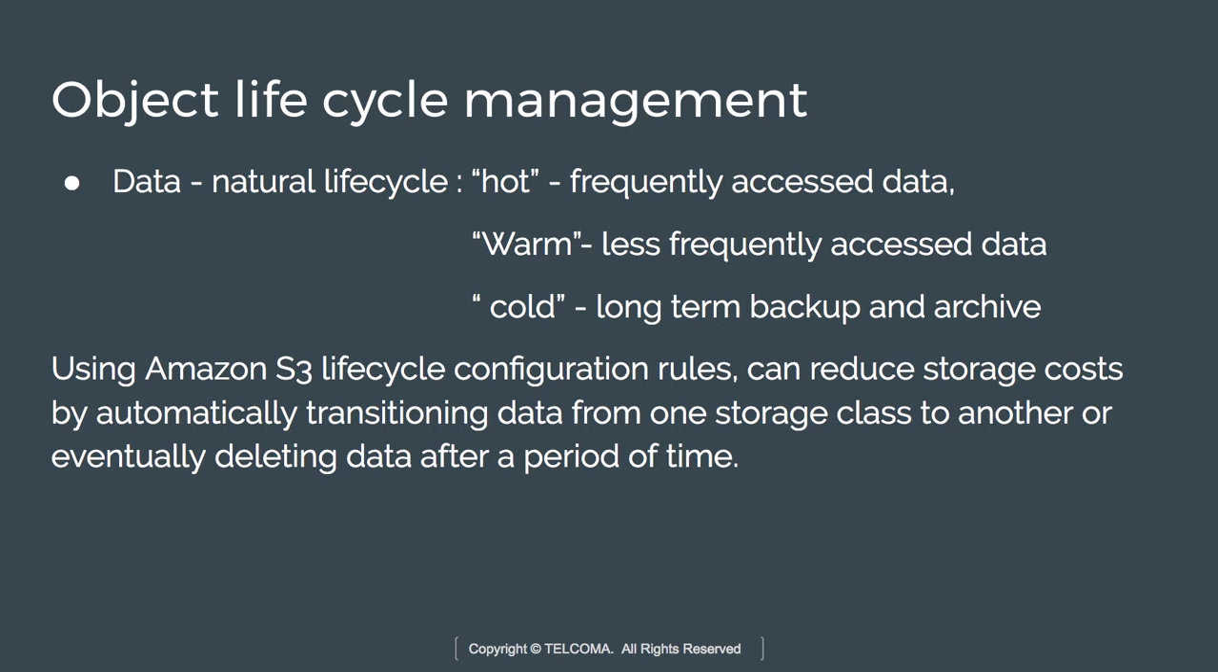Next we have object lifecycle management. Data has a natural life cycle, and we have categorized the data into three: hot, warm and cold. Hot is frequently accessed data, warm is less frequently accessed data, and cold is long-term backups and archives. Using S3 lifecycle configuration rules, we can reduce our storage cost by automatically changing data from one storage class to another and deleting it over a period of time.